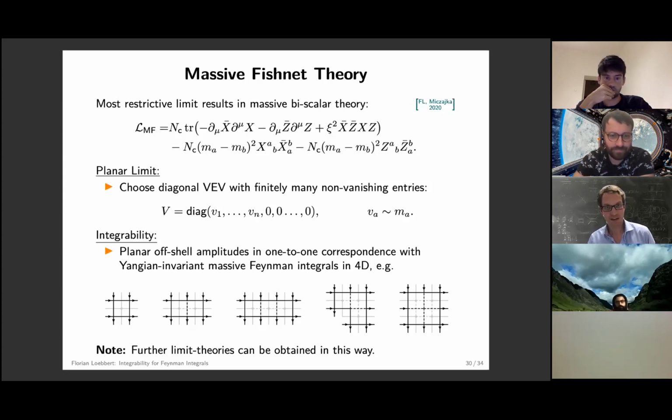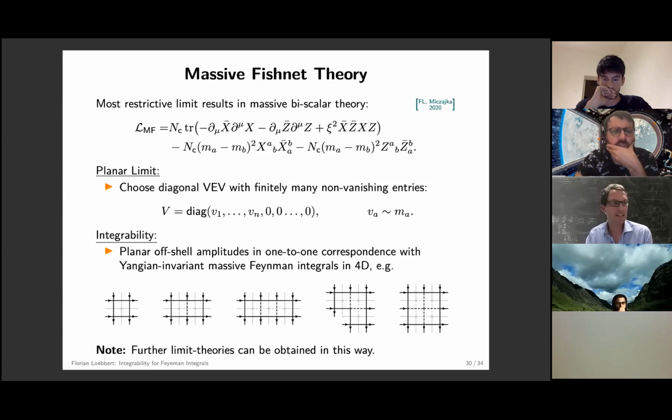So if we define the planar limit in this way, we have exactly this one-to-one correspondence between these Yangian invariant massive fishnet graphs and scattering amplitudes in this particular theory. And in this sense, we can say that this theory has similar integrability properties as the massless fishnet theory.